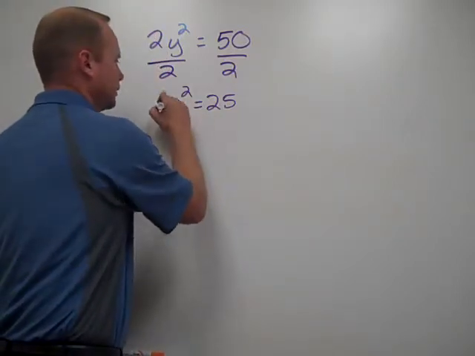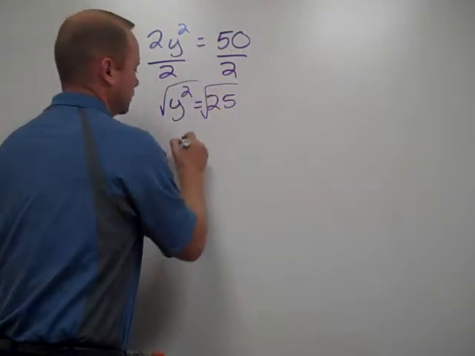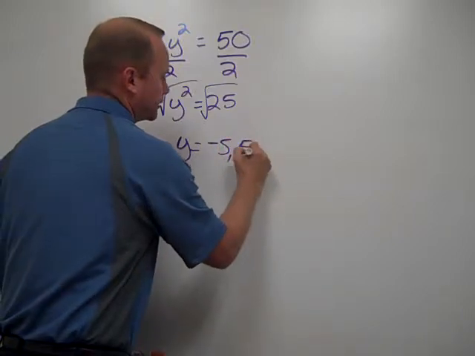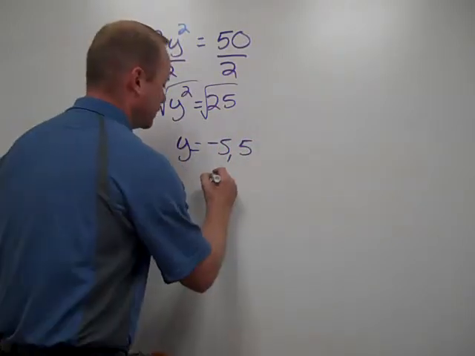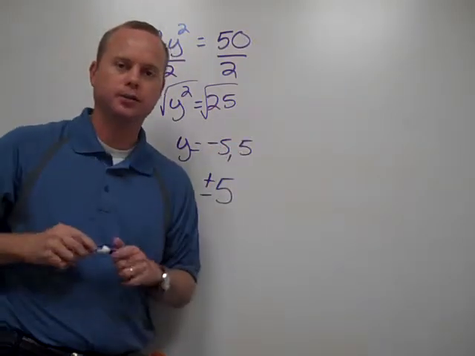So this is y squared. The opposite of squared is to take the square root. Y would equal -5 or +5. Now some of you may want to write it as plus or minus 5. That's okay. Either one of those two are just fine, either way.